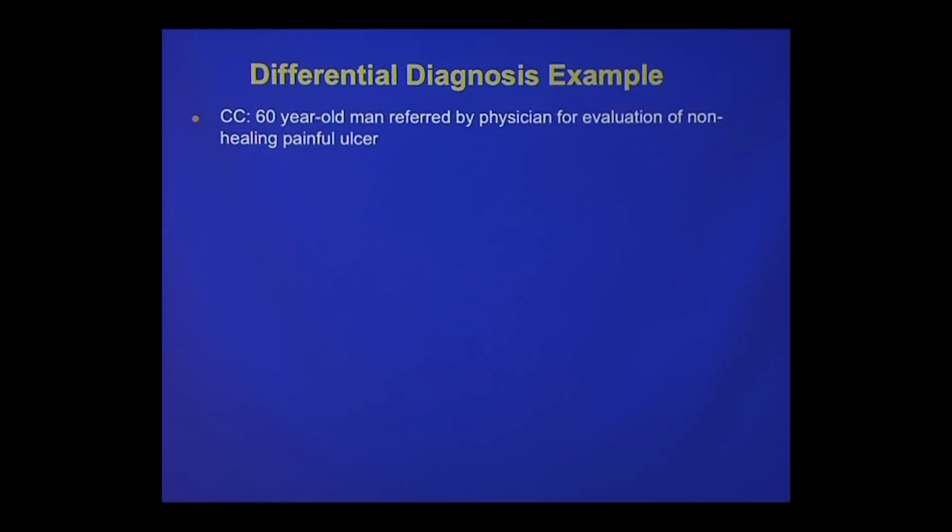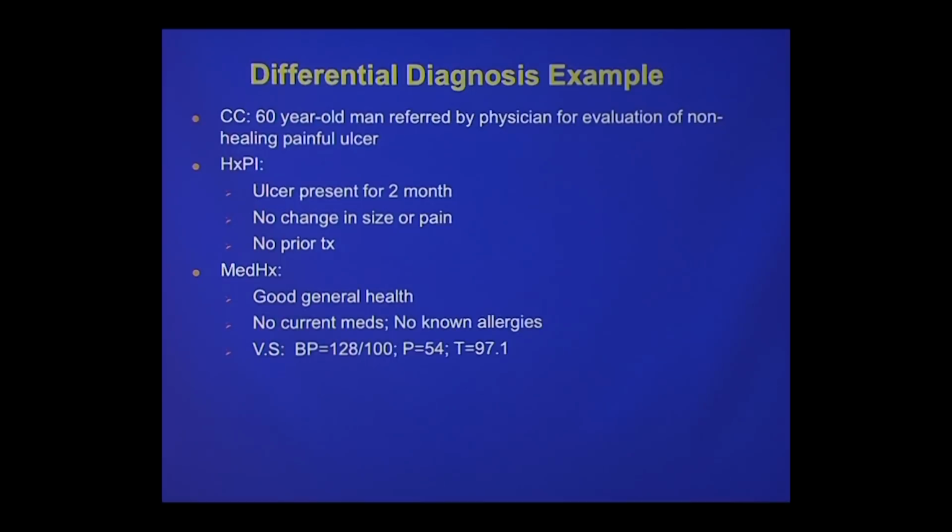So let me give you an example of differential diagnosis. This is a 60-year-old man who's referred by his physician for evaluation of a non-healing painful ulcer. The ulcer has been present for 2 months. That's a long time. There's been no change in size or pain, and there's been no prior treatment. This is somebody who's in good general health. He doesn't take any current medication, has no known allergies, has vital signs that are a little borderline. His blood pressure is a bit high here, but overall, he's in good general health.